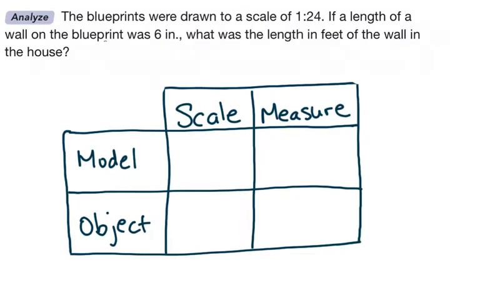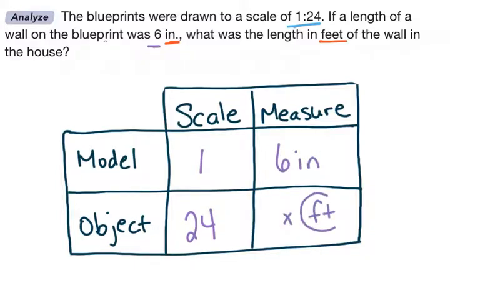So it says the blueprints were drawn to a scale of 1 to 24. And I'm going to help you set up this problem, but you're going to have to finish it, so be ready. If the length of a wall on the blueprint was 6 inches, what is the length in feet of the wall in the house? So we've got feet and inches. Our scale is 1 to 24, and we're going to start off with 6 inches. So 1 to 24 is our scale. The blueprint is 6 inches, and we want to know how many feet.